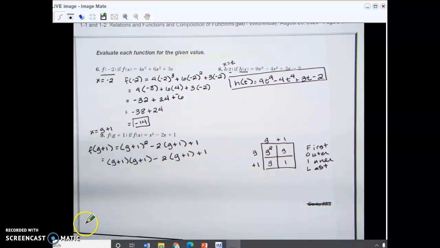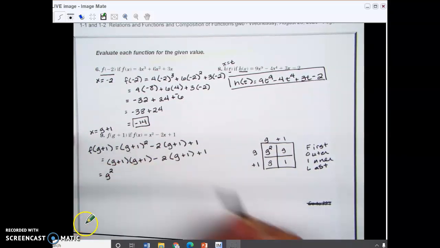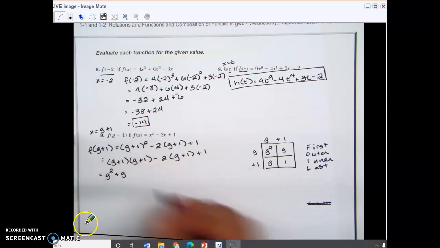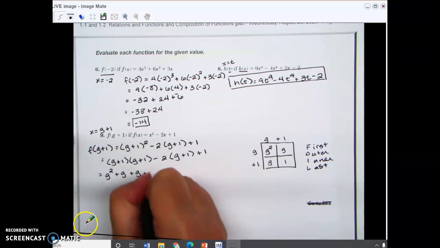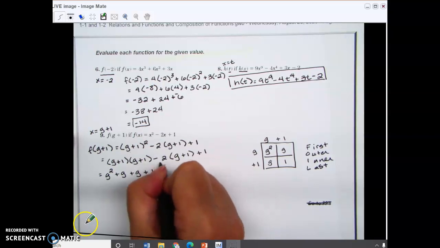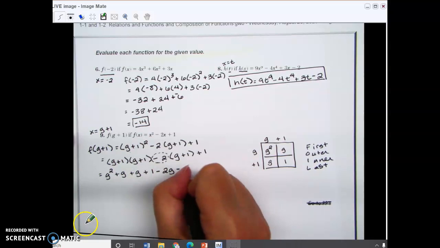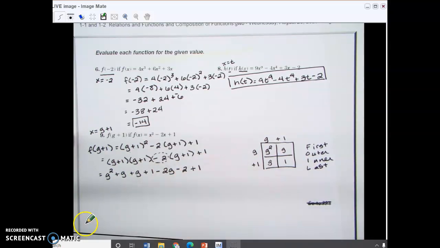And so if we do that, that means our first terms are g and g, which gives us g squared. Our outer numbers are g and 1, so that's going to be 1 times g. Our inners are 1 and g, so that's going to be 1 times g, and then our last is plus 1. And then here, make sure that when you distribute, that you distribute the negative as well as the 2. So negative 2 times g is negative 2g. Negative 2 times 1 is negative 2. And then this one is all by his little lonesome, so he's just going to stay out here as plus 1.